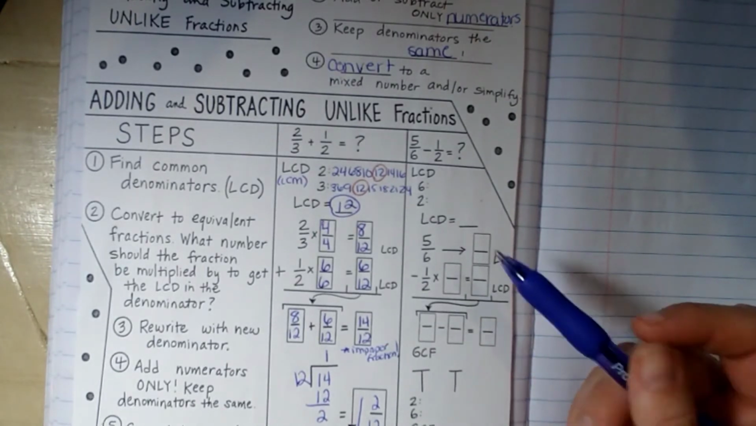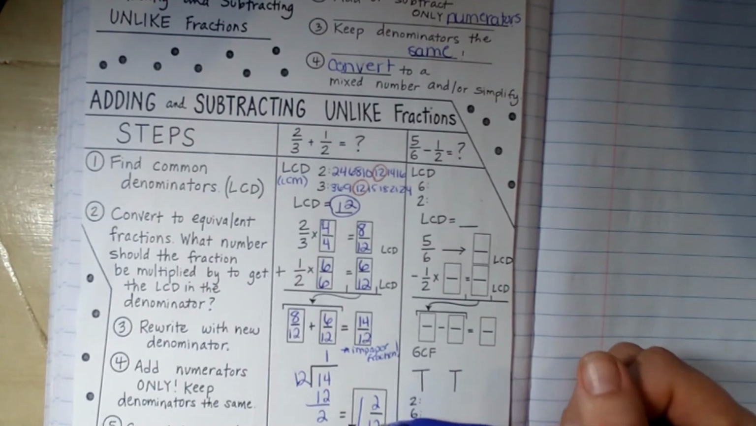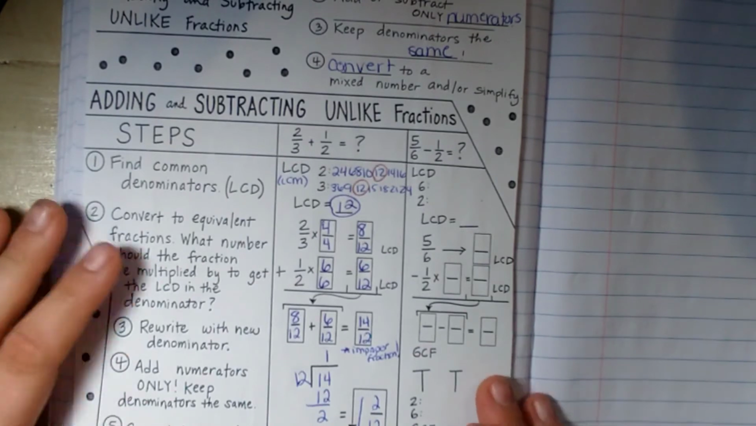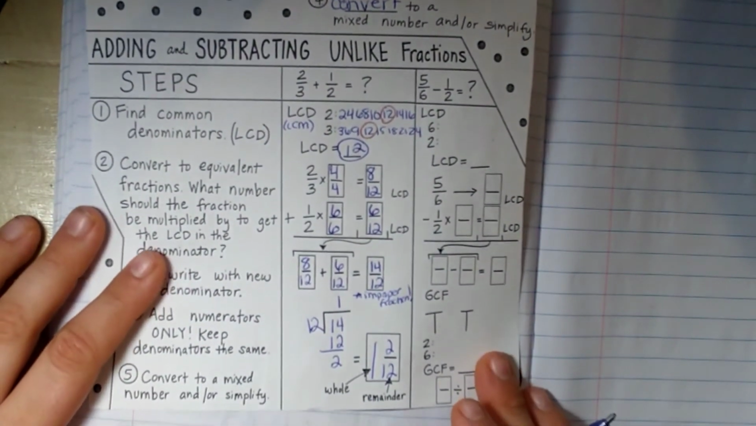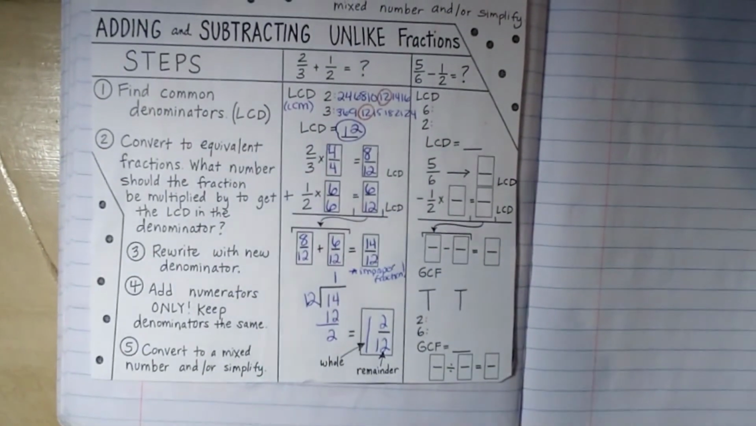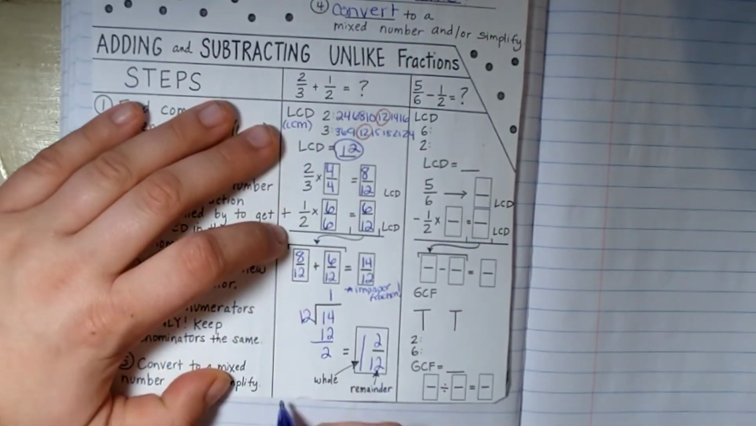Now I know that I cannot keep 2/12 like this. I would have to simplify. So I would have to go on and find, I'm going to move this up just a little, and I'm going to have to find the greatest common factor here, because I know that 2/12 is not simplified.